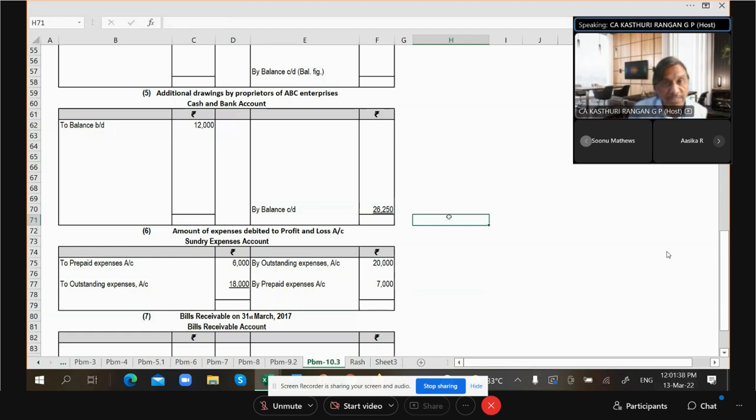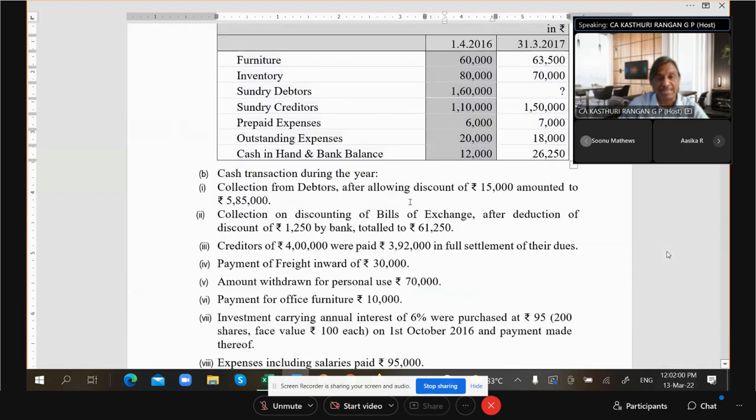So this is the first step, dear friends. Put all the balances, opening balance, closing balance, not only in the respective balance sheet, but also in the appropriate ledger accounts on the correct side. Okay, we have done it now. After this, what we should do? We have to record the transactions. Clear? Only one thing, the closing debtor is not given, we have to find it out. Now, one by one, we have to record the transactions carefully.